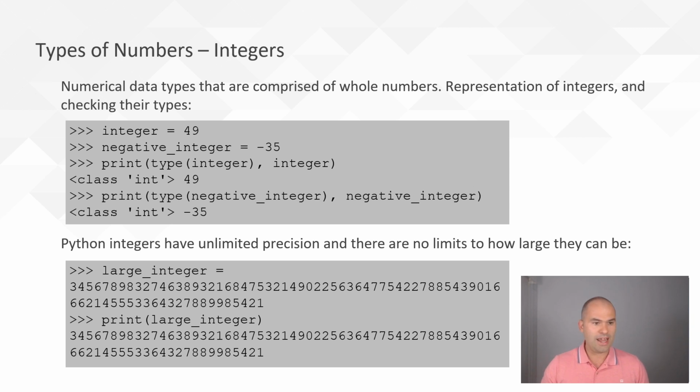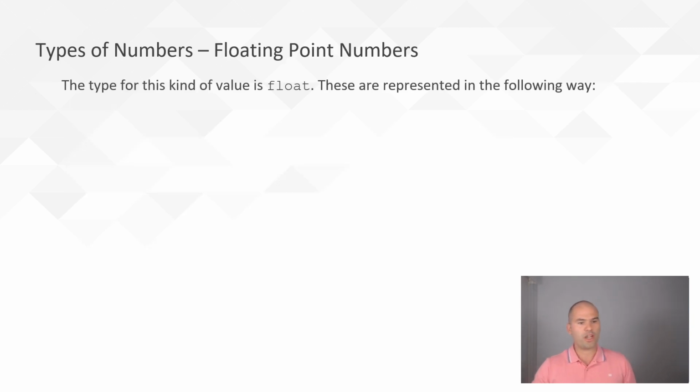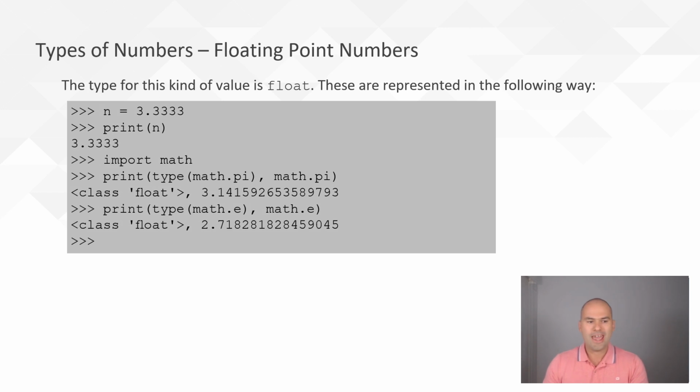So, next, we're going to look at floating point numbers. A floating point number, as I had mentioned before, is just a number with a decimal place. If you create n right here, and n is a floating point number, 3.333, you can print it. You can actually use different types of floating point numbers, like constants from the math module. This is an example of pi. And you can always check what type they are. Anything with a decimal point is pretty much always going to be type floating point.